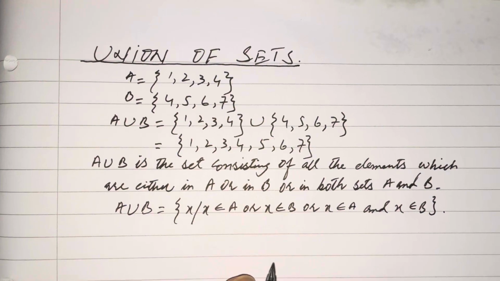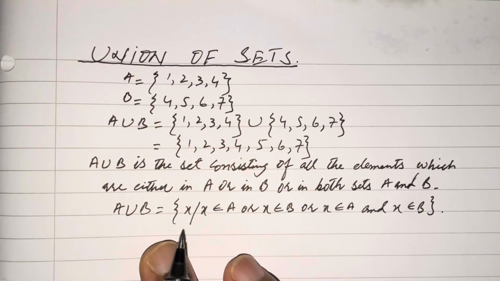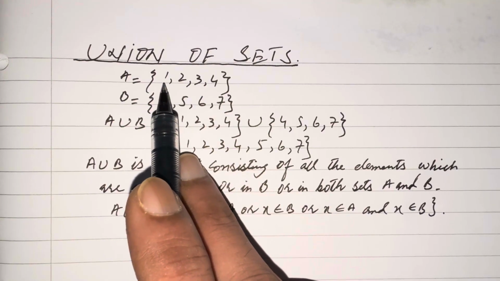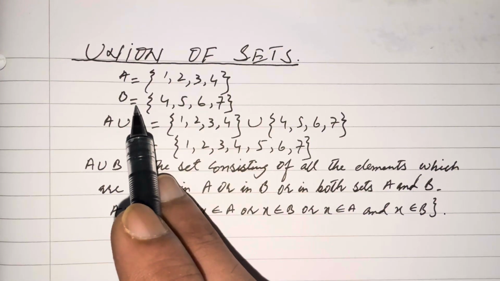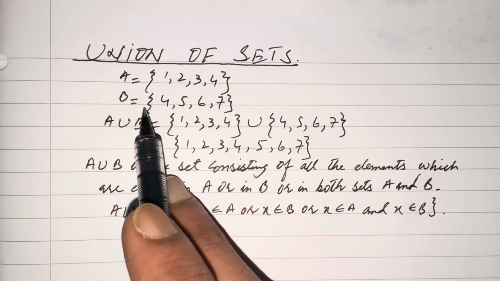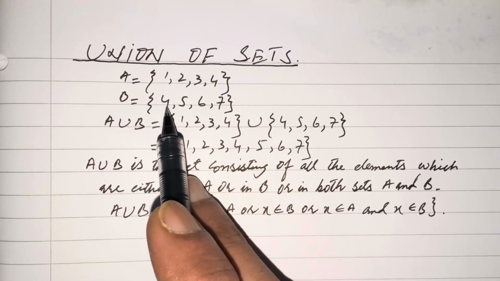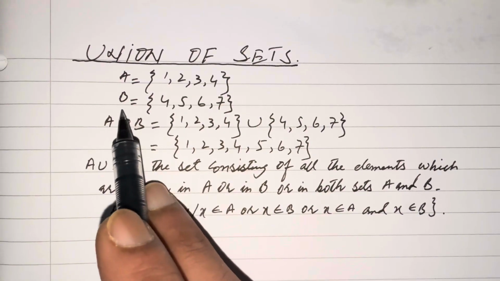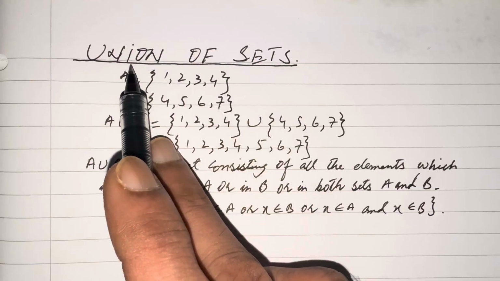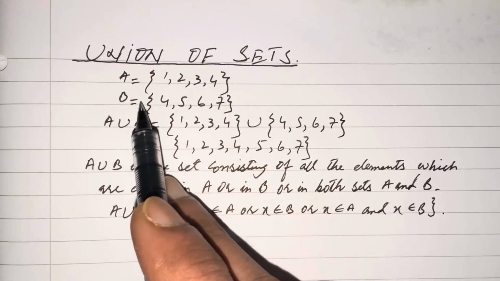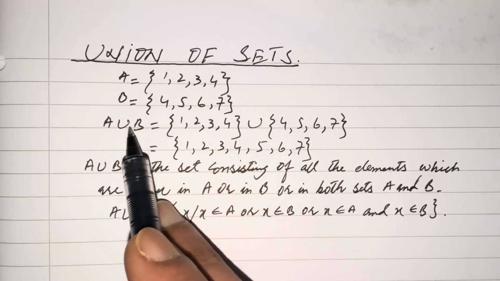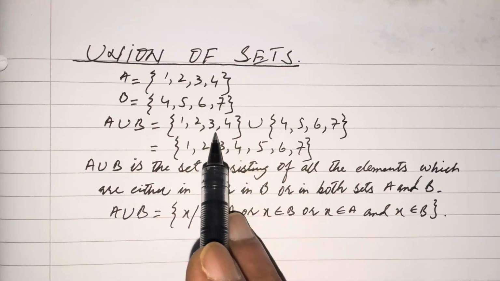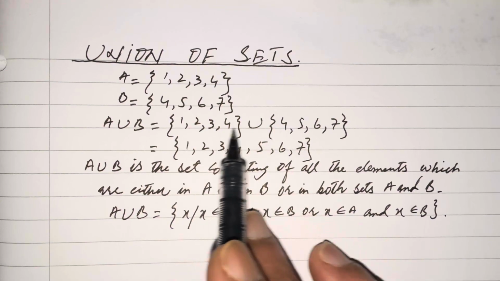So that's the way we can write these kinds of sets: A is given with elements 1, 2, 3, 4, and B is the set given with elements 4, 5, 6, and 7. And when we find A union B, we are going to collect all the elements of A and B. So A union B is the set consisting of all the elements of the given sets A and B.